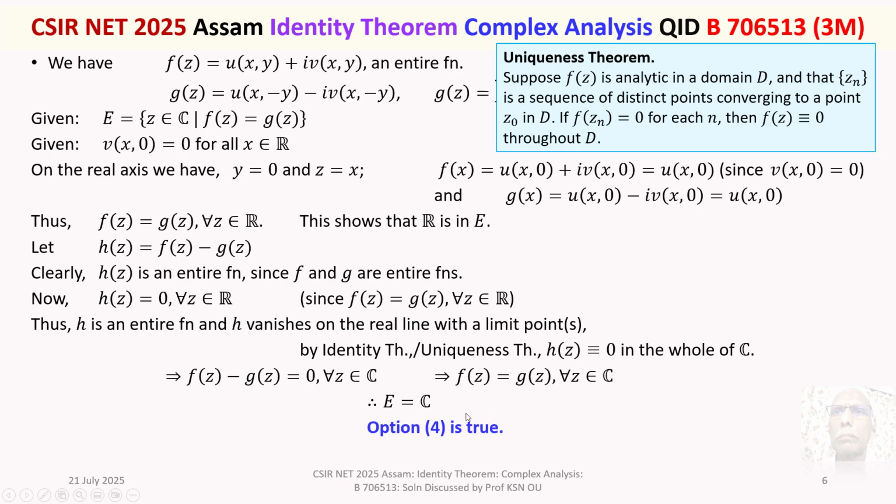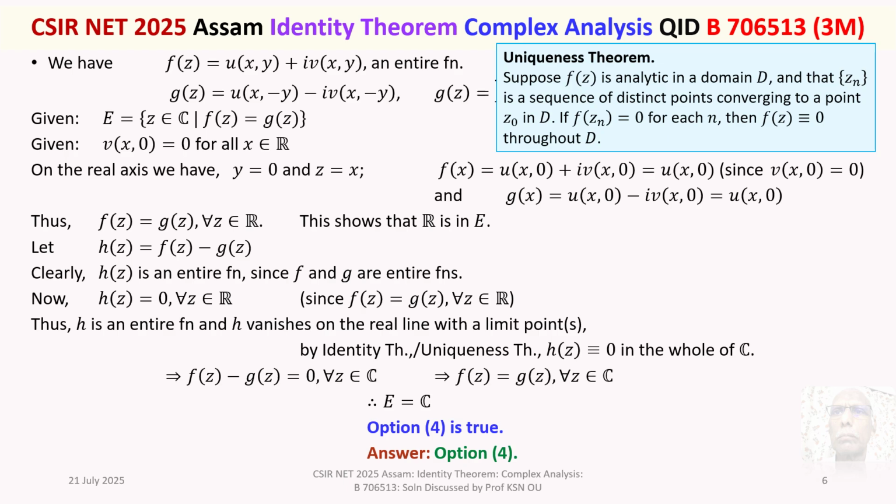You can verify. Very clear. When E is equal to C, the others will not happen. Therefore, the answer to this question is option 4. And this is the detailed discussion of the solution of the problem from the section complex analysis, which is based on uniqueness theorem, that is the identity theorem from complex analysis. And it is an application of that.